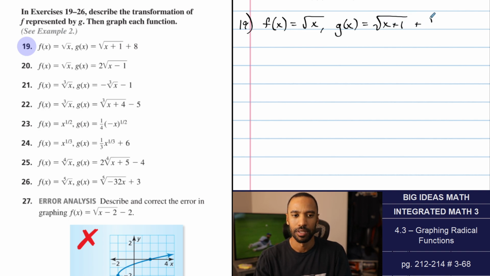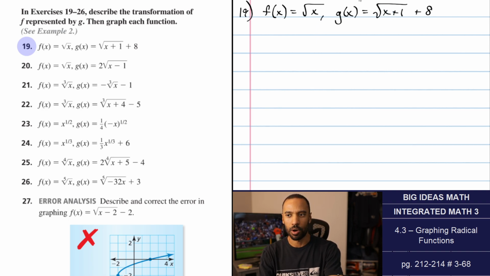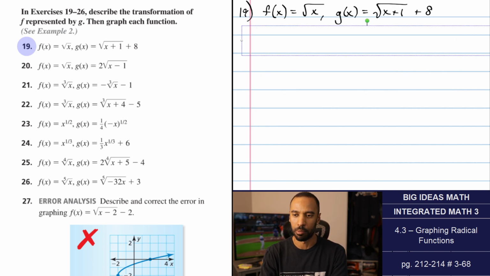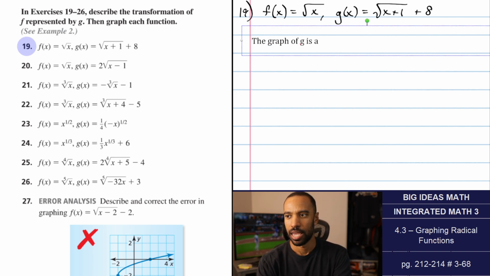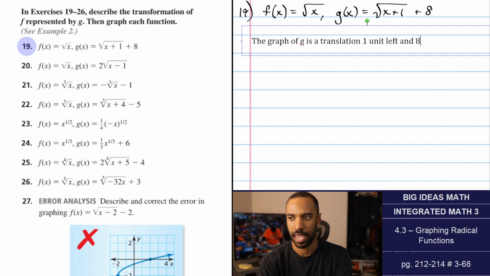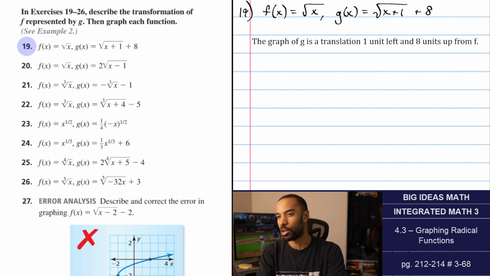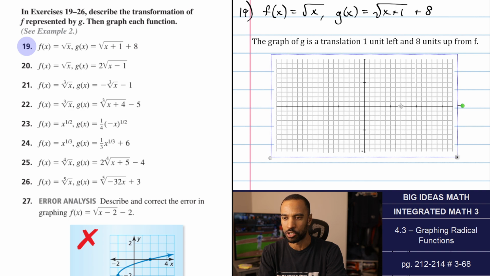All right. So let's first talk about what we have. I'll probably type it a little bit smaller because we got to fit a little bit more in the long direction this time. The graph of g is a translation 1 unit left and 8 units up from f. Okay? They don't ask for domain and range for these, by the way. What I'm going to do first, obviously, is I'm going to graph that parent function.